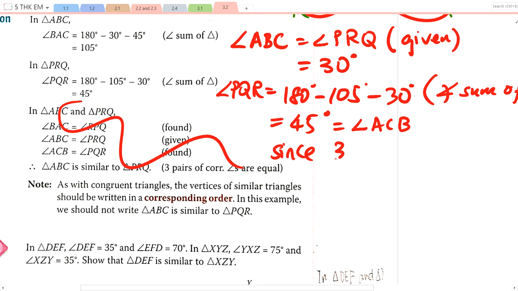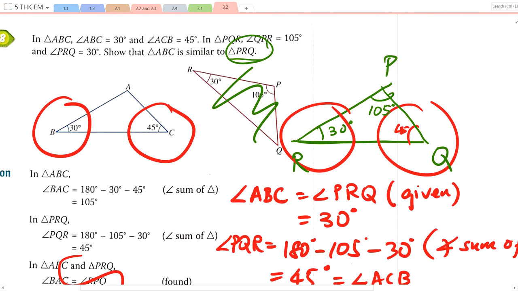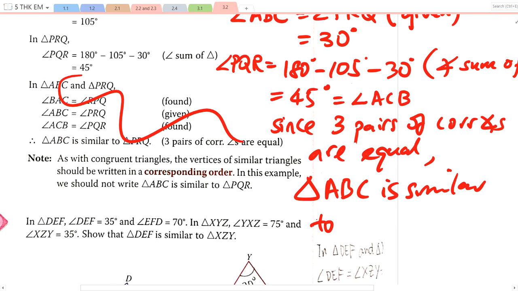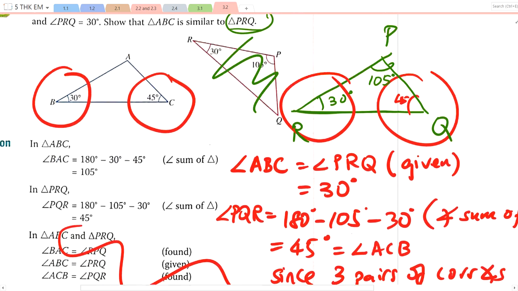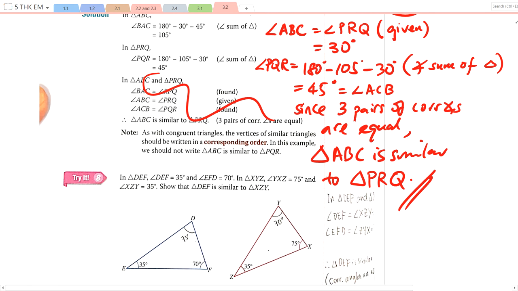Since 3 pairs of corresponding angles are equal, then triangle, what was it? ABC. ABC is similar to triangle, what was the other one? The other one is PRQ. PRQ. Done.